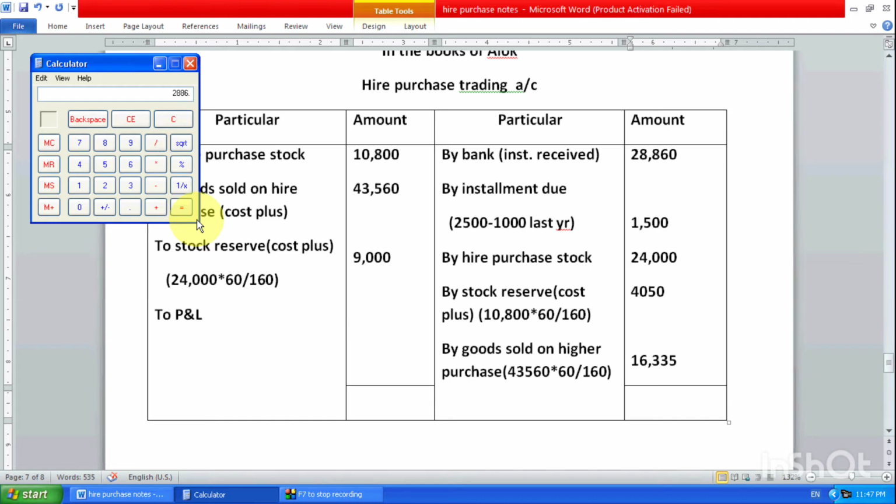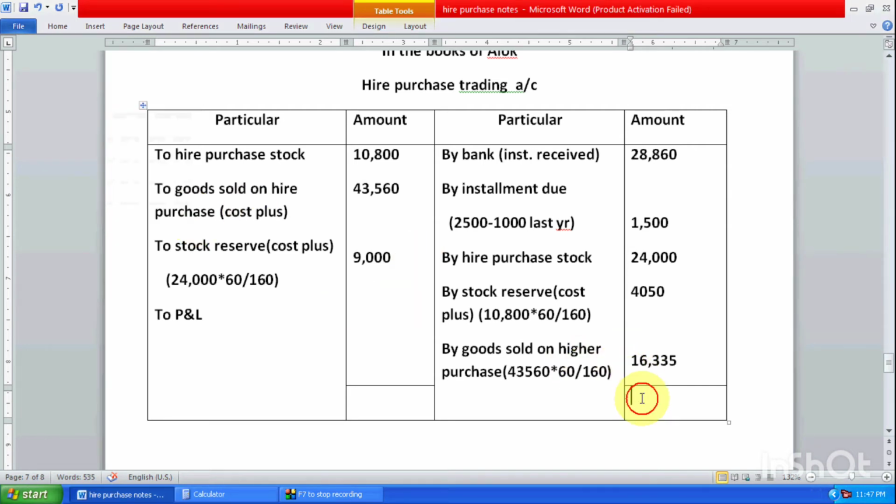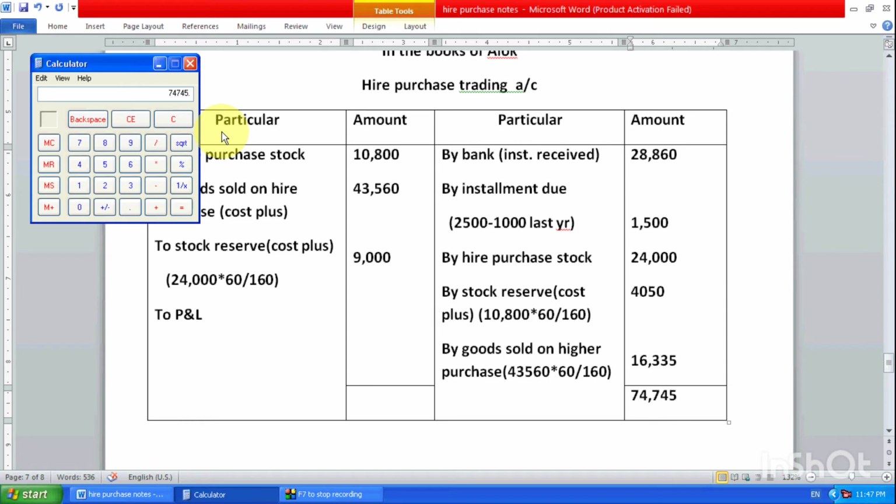So first, to know the profit and loss, we have to add all the credit. For example, here write 24,000, 1,500, 16,335. Overall how much are we getting? 74,745. Minus what we have to do, minus 10,800, 43,560, and the final amount 9,000 we have to deduct.